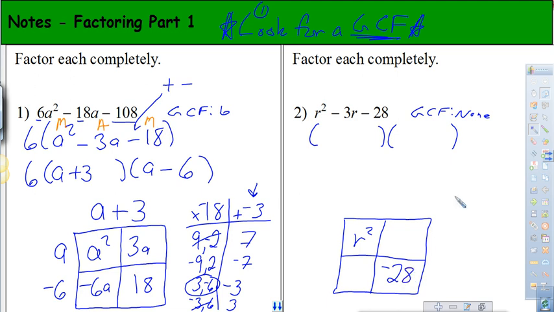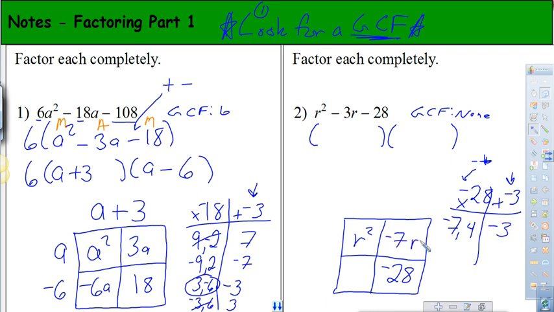Alright, so what multiplies to give us a negative 28 and adds up to give us a negative 3? We know that we're going to look for a negative and a positive number. So you got to have a pair of negative and positive. 28, always 7 and 4. Since this guy is negative, the larger number needs to be negative. Negative 7 times 4 is negative 28. Negative 7 plus 4 is negative 3.